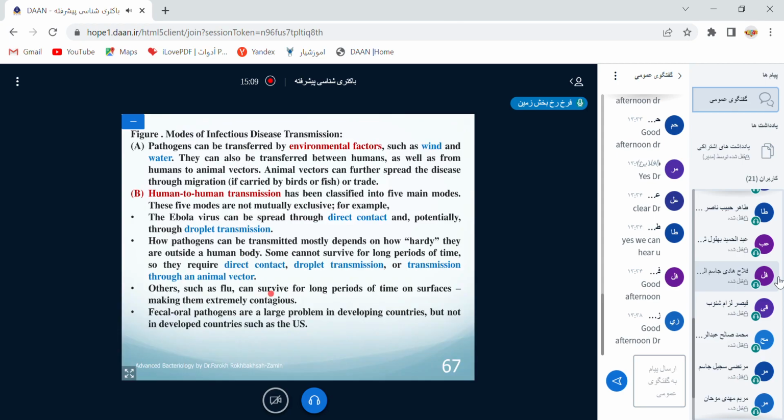So in this figure, we want to understand modes of infectious disease transmission. In part A, pathogens can be transferred by environmental factors such as wind and water. They can also be transferred between humans, as well as from humans to animal vectors. Animal vectors can further spread the disease through migration if carried by birds or fish, or trade.